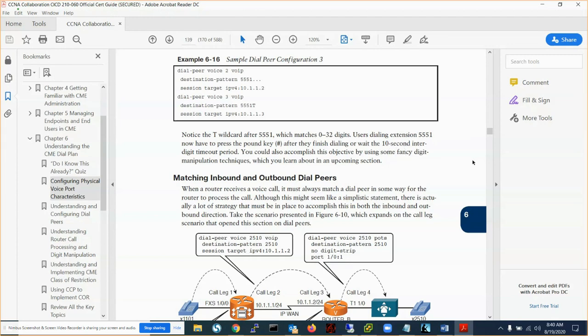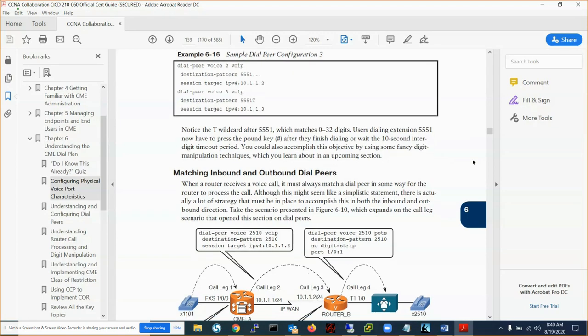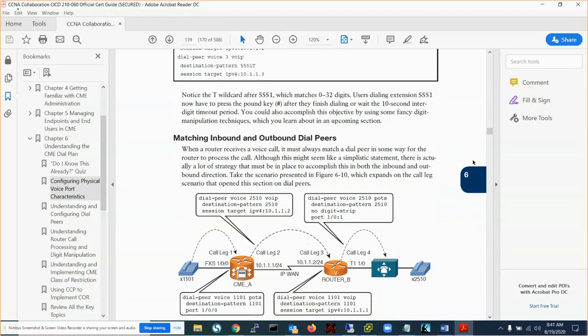Because it will wait for up to 32 digits after you press that 5551. You understand? Yeah, it will wait for 32 digits. So even if you put 10 digits after, it's still waiting for more. And after 10 seconds, then it will ring.